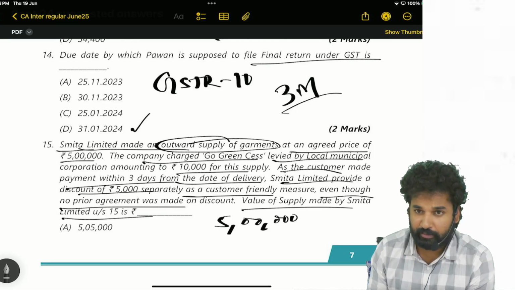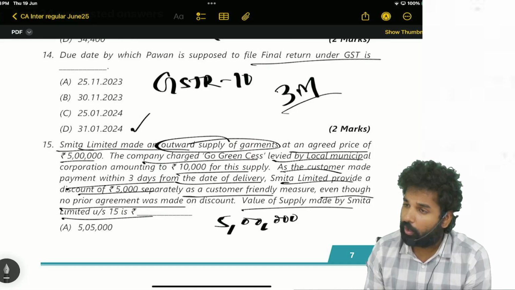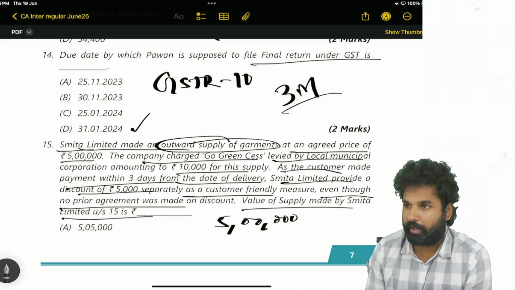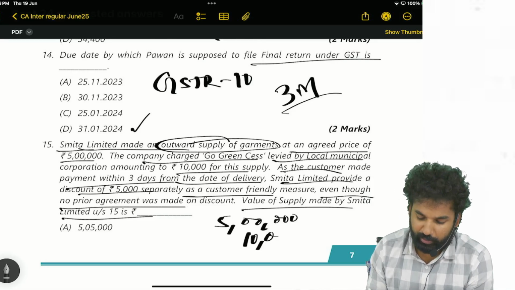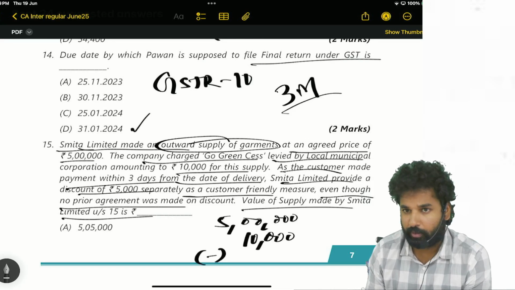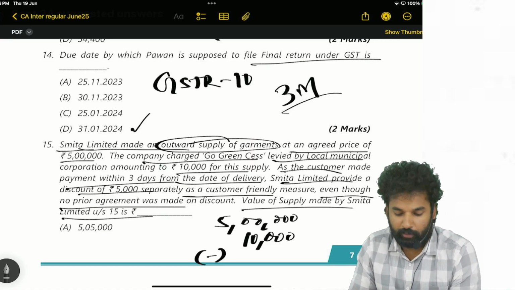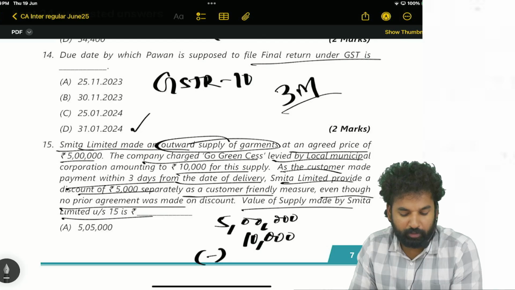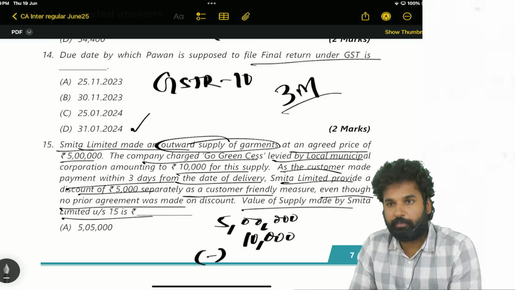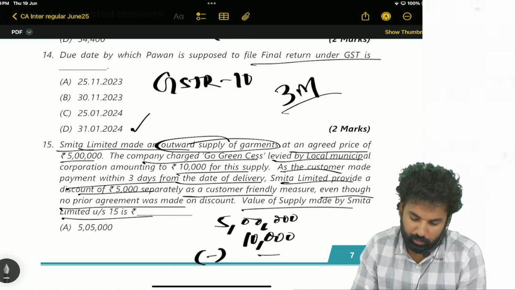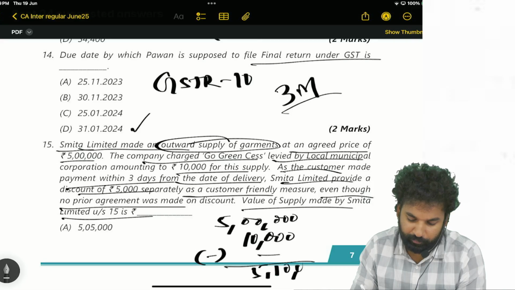10,000 to be added. All the taxes other than GST have to be added. Okay, so 10,000 has to be added. Discount has to be minus. No, why? Smita Limited provides a discount of 5,000 separately as a customer friendly measure, even though no prior agreement was made on the discount. So that's why discount cannot be deducted. Okay, so 5,10,000 is the value.